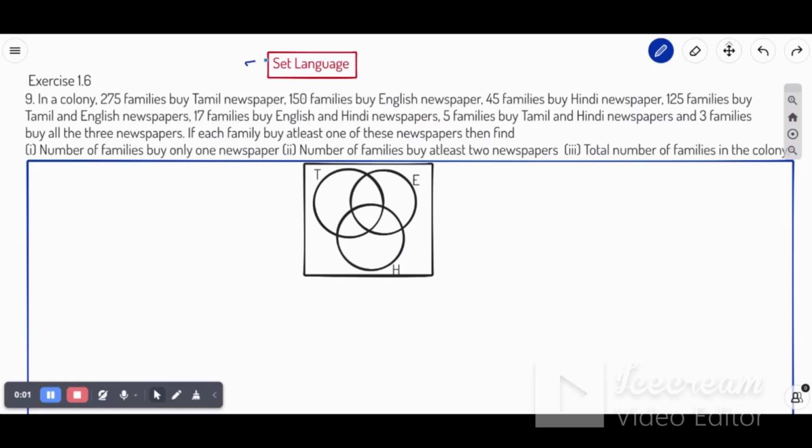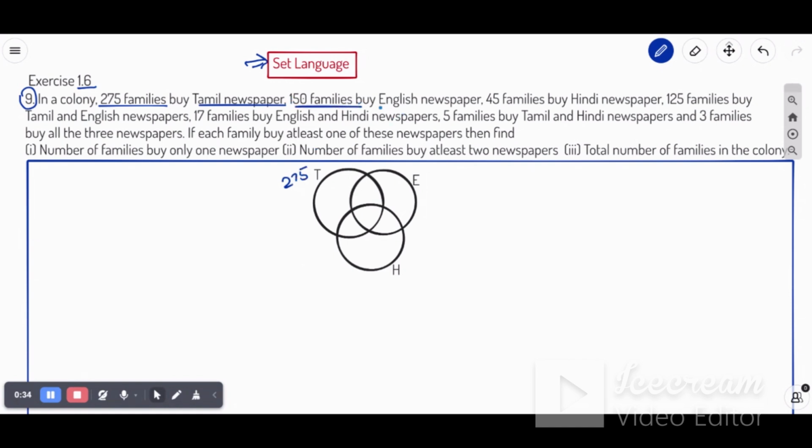Hi everyone, let us start with Set Language exercise 1.6 and question number 9 today. In the colony, 275 families buy Tamil newspaper, which means this entire circle is 275. So I can't directly write 275 here because this includes only this part. Let me write it on the outer side. 275 people buy Tamil. So Tamil people are 275.